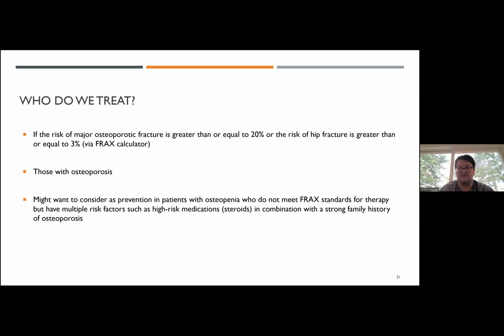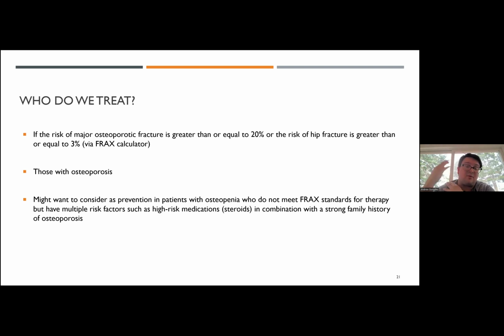Who do we treat in general? We're treating everybody with osteoporosis. We're going to be treating everybody with a FRAX calculated risk of greater than 20% for general major osteoporotic fracture or 3% for hip fracture.